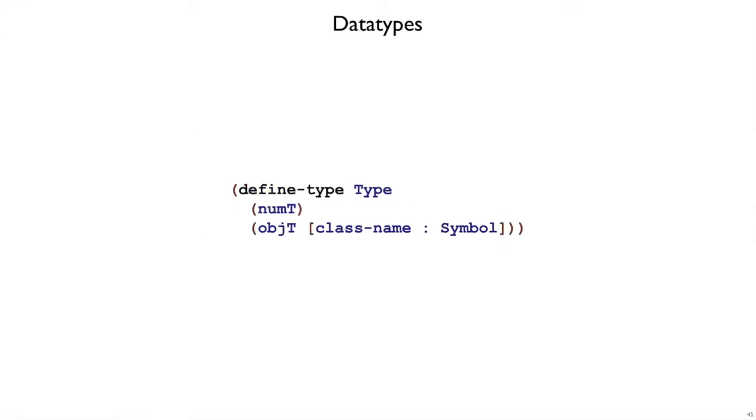A type in this world is either number or a class name, but we can't just say number or symbol here. We have to give it a constructor, so we're going to say obj of some symbol as a class name. That will be the type of an object, and specifically an object that instantiates the class that we put here as the symbol.